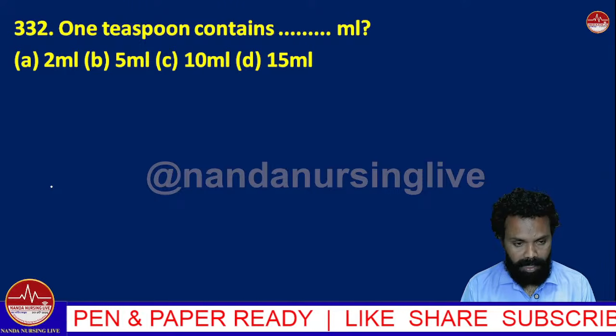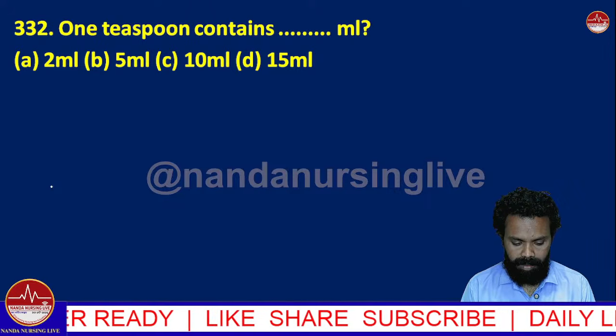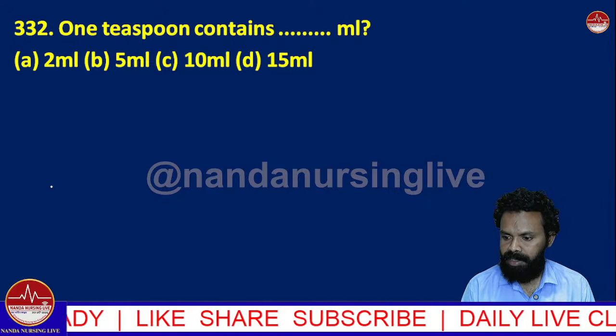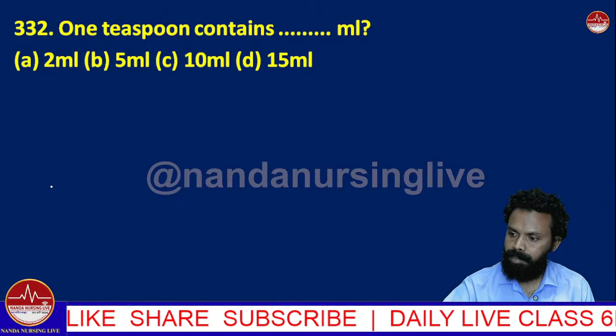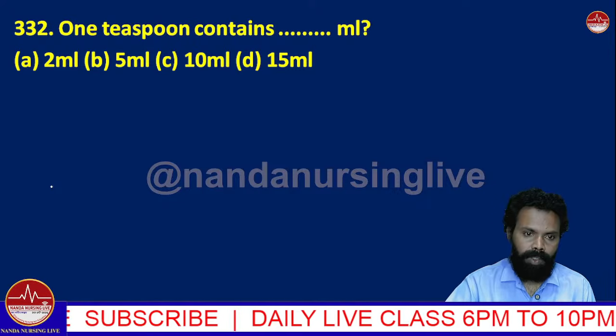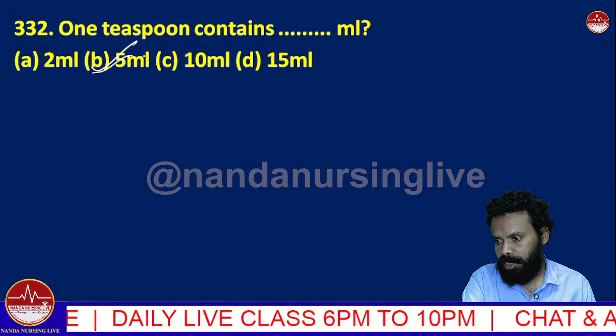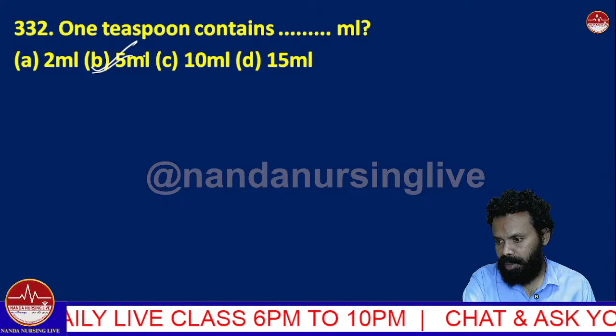So which option is the correct answer? 1 teaspoon contains dash ml. Very good. Option B is the correct answer. 5 ml. 1 teaspoon contains 5 ml.